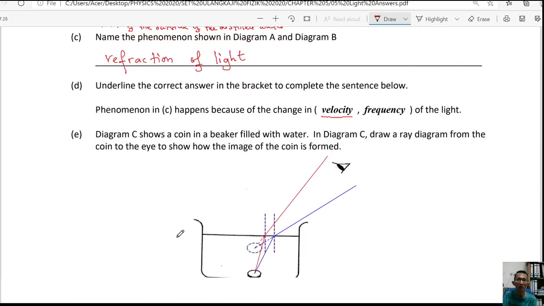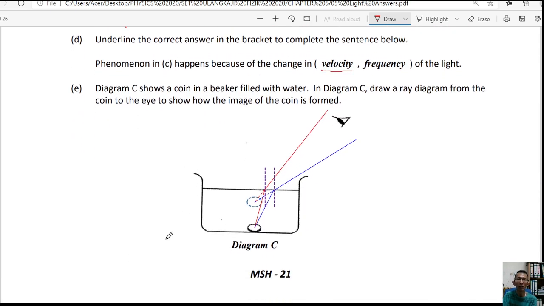Okay, next one, diagram C shows a coin in a beaker filled with water, and then you have to draw a ray diagram. All right, so this is a very easy question. So this is my coin. Okay, so I simply draw anywhere up above the coin to denote where my image will be. So this is my image. Okay, so from this image I draw two lines, two lines going to my eyes. Okay, so this line is going up.